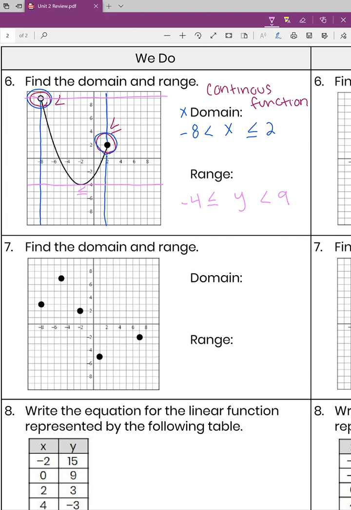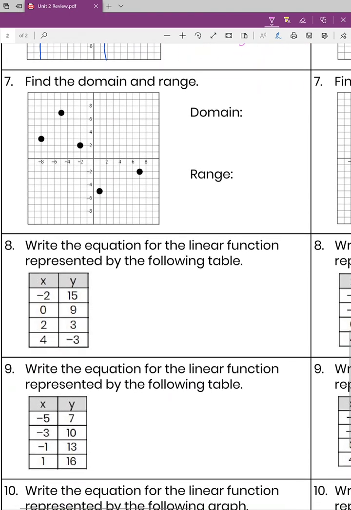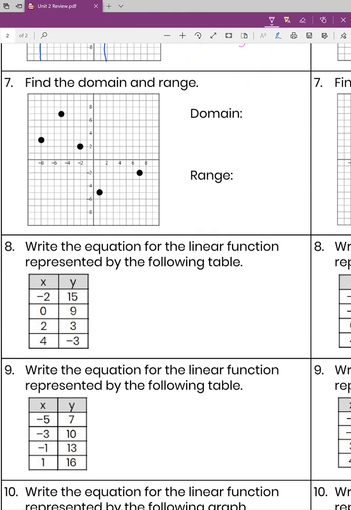Okay. So number 7 says find the domain and range. Since our graph is a bunch of points, remember this is called a discrete graph. And on a discrete graph, we just list the domain and range. So what I'm going to do first is list all these points. I'm going to say this is A, B, C, D, and E.